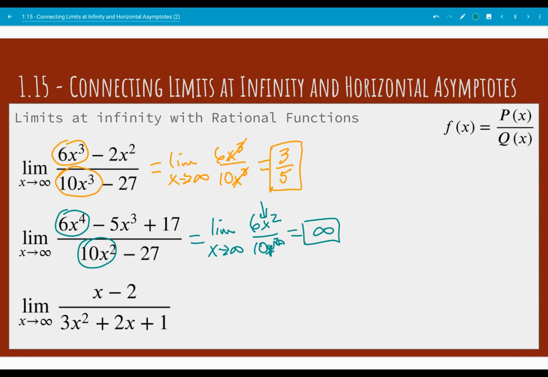Technically, this limit does not exist, but we want to use infinity or negative infinity if appropriate, so that we can be a little bit more descriptive of why that limit doesn't exist.